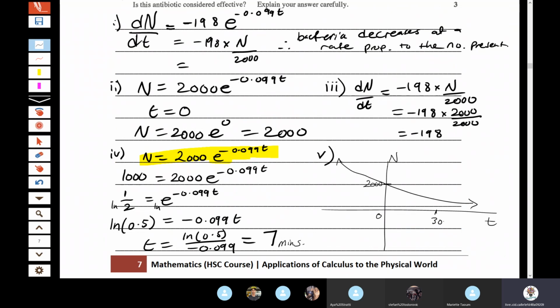You got to sub in t equals 30, and all we want to see is just the answer that became. So when t is 30, you get n equals 2000 e to the negative 0.099 times 30, times 2000, which is 102 or 103 rounded. So in 30 minutes, there's only 103 bacteria left. And that's pretty much what we would have liked to see.